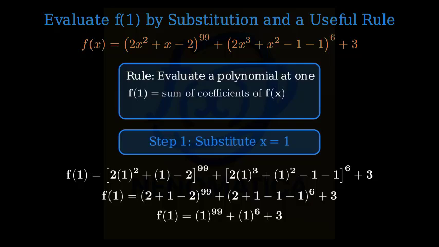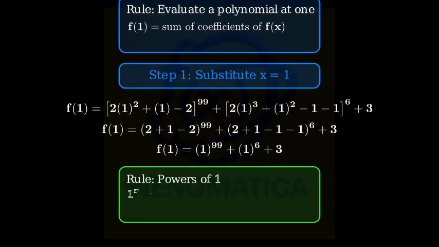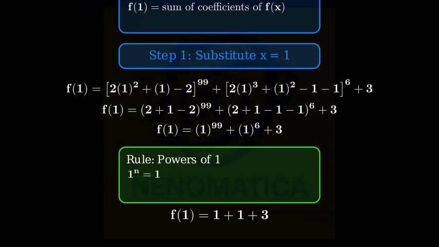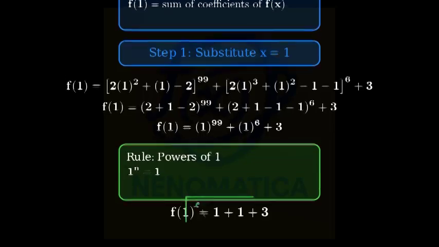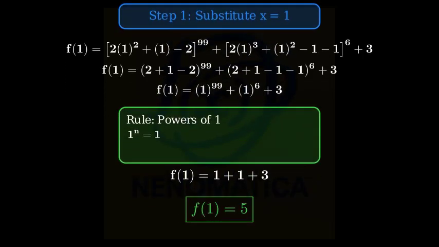Step 2. Use the fact that 1 to any power equals 1. Now simplify the expression fully. That gives us 1 + 1 + 3. So f(1) equals 5. Great job!